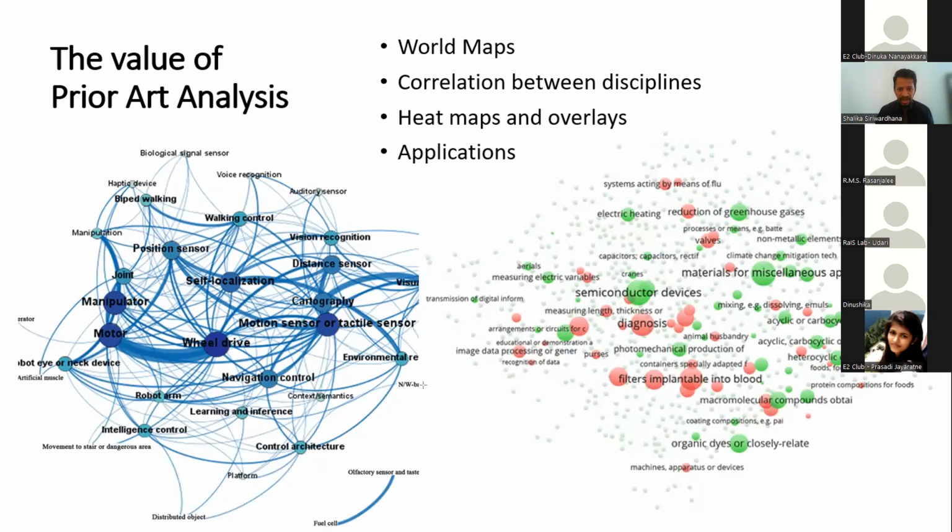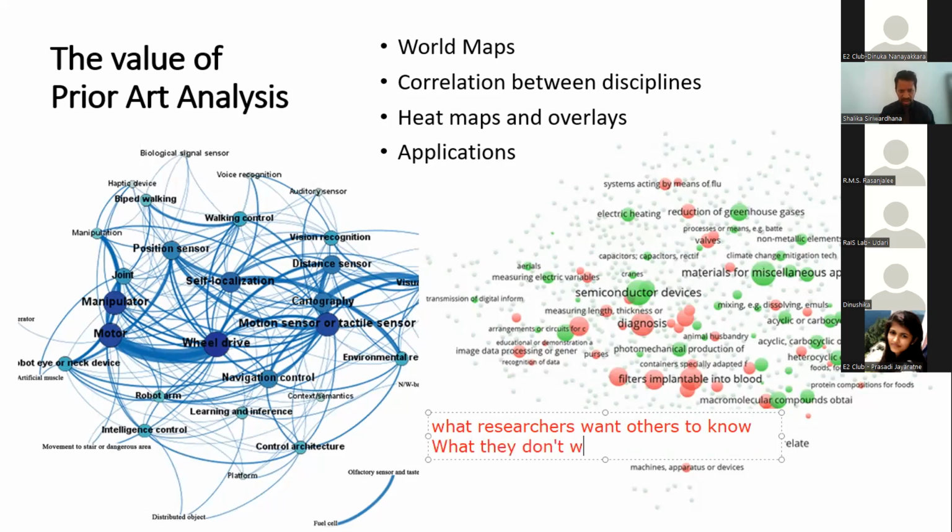Now, interesting point is literature surveys give what researchers want others to know. Literature survey gives an idea on what researchers want everyone to know, but the prior art search gives what they don't want others to know. So although you think that the patent is a sort of a disclosure, it actually gives an idea what people don't want you to see.